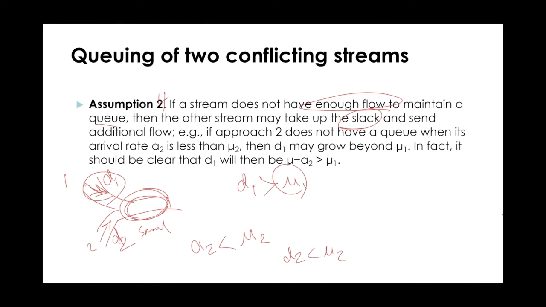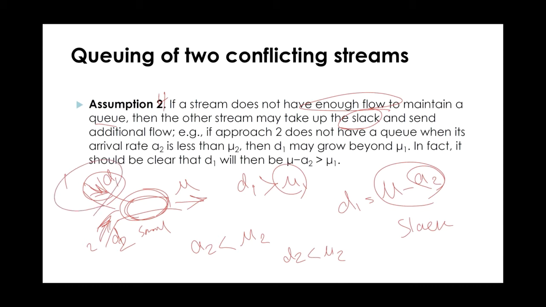So what we'll say here is that D1 will be equal to the capacity of the downstream of the merge, which was mu, minus A2. This is called slack, right? Whatever is available on the downstream of the merge. So the capacity was mu, and some small number of vehicles are coming from stream two. So the capacity minus that small number of vehicles tells us how much capacity is left unused. In this case, we assume that stream number one will use all of this available space and will send additional flows.